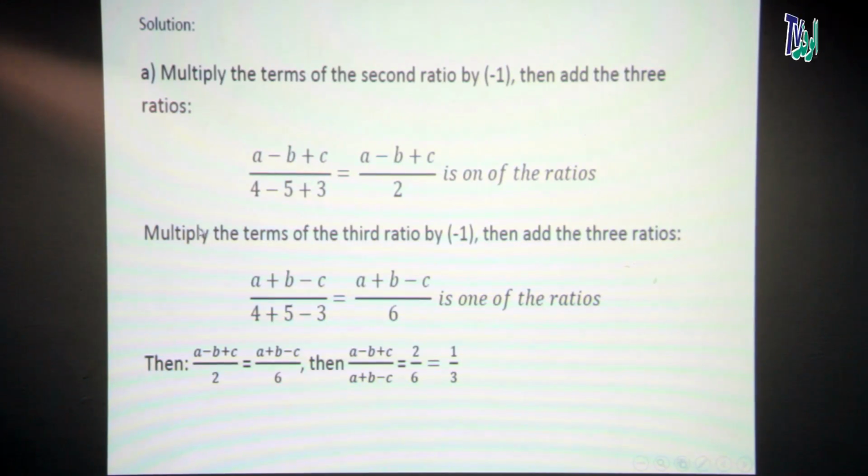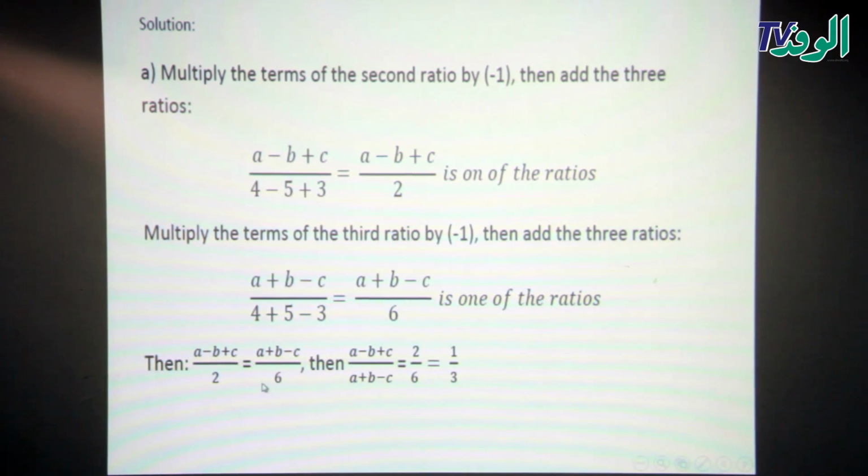If we go down, we find c is the one made negative. So we start again: multiply the third ratio by negative 1, then add the three ratios. Multiply the terms of the third ratio by negative 1, then add the three ratios. We get a plus b minus c over 4 plus 5 minus 3. We get a plus b minus c over 6 is one of the ratios. So we now have a minus b plus c over 2 as one of the ratios, and a plus b minus c over 6 is one of the ratios.